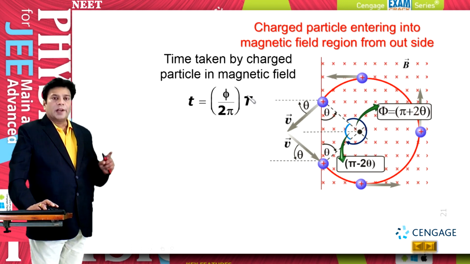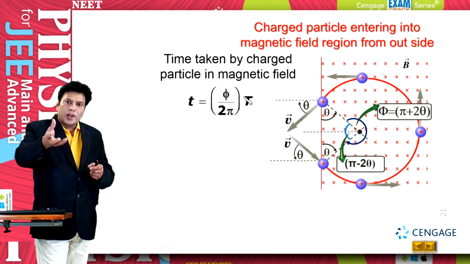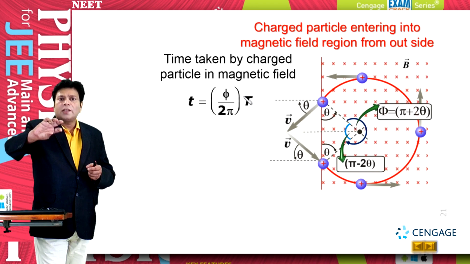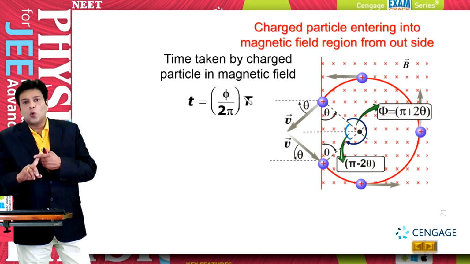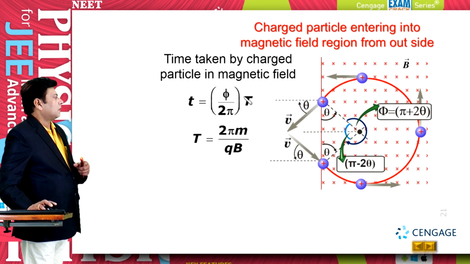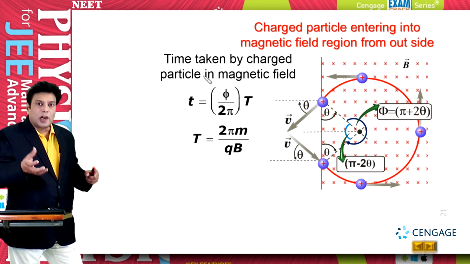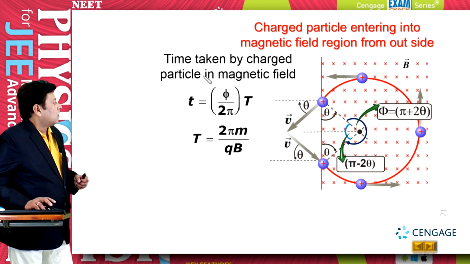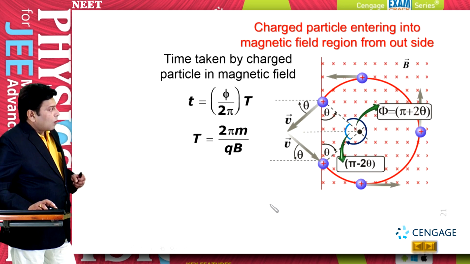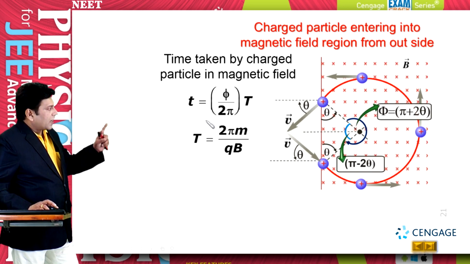And we know the time period, that is the time when it is moving completely in the circular region, is equal to 2 pi m divided by qB. This is the time taken by the charged particle to complete 2 pi angle. If we substitute the value of T here, we can get the value of time.